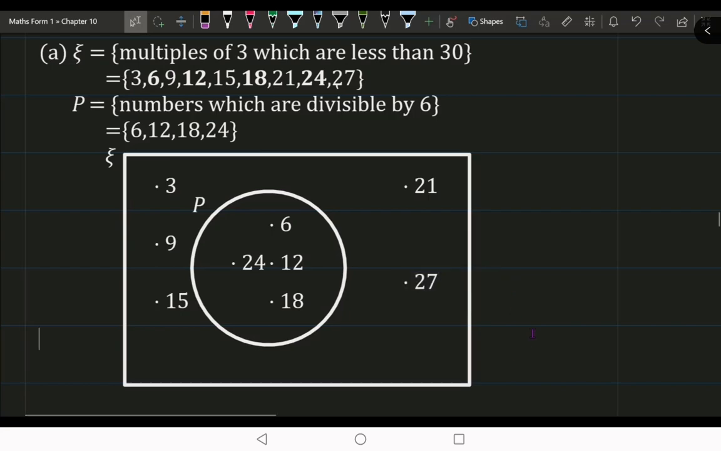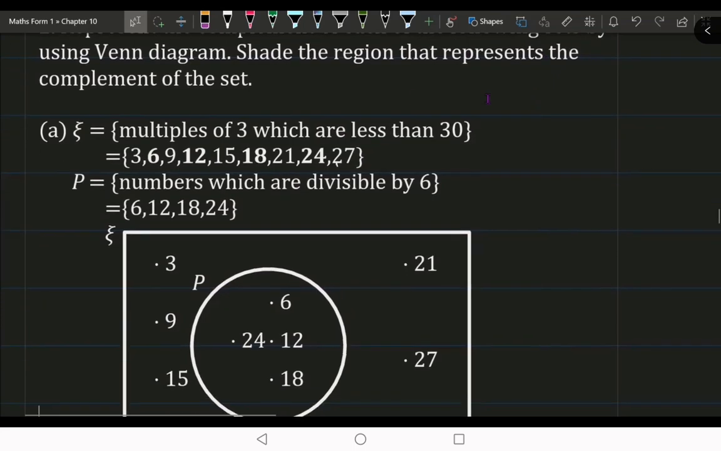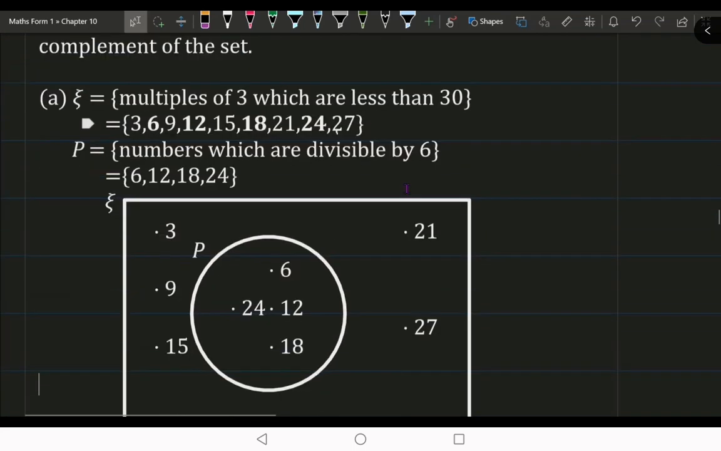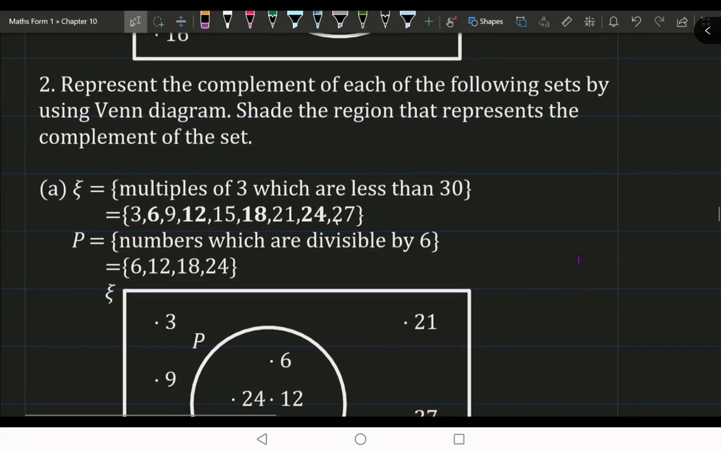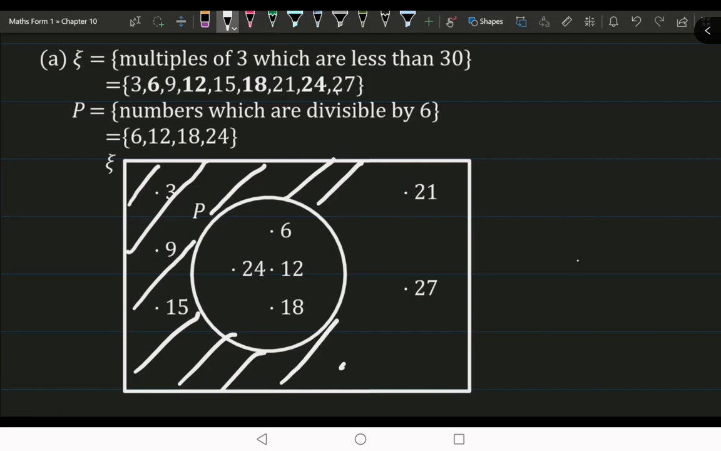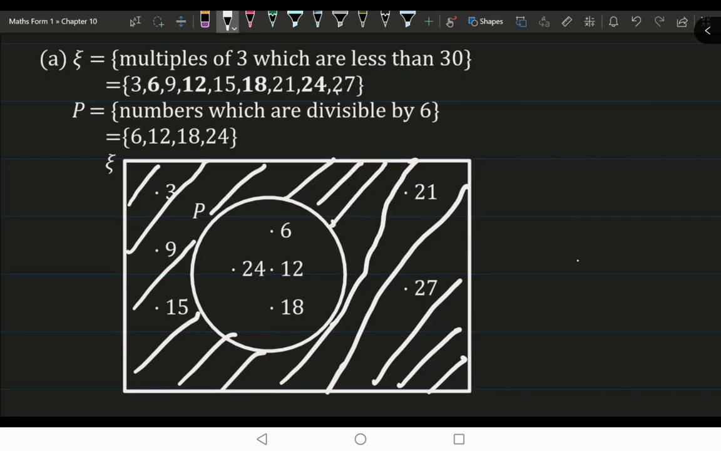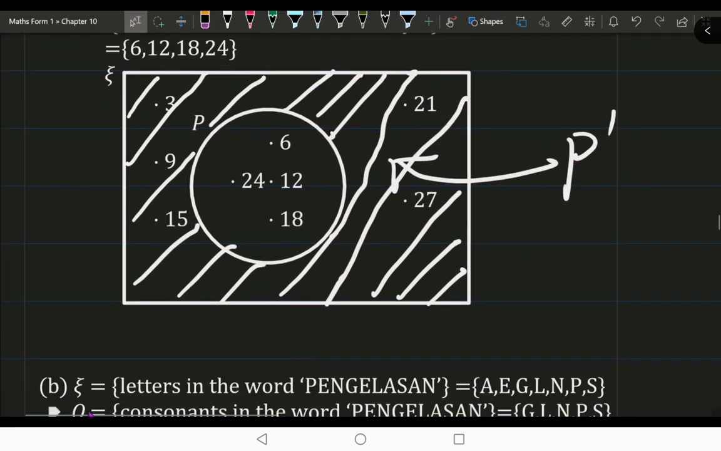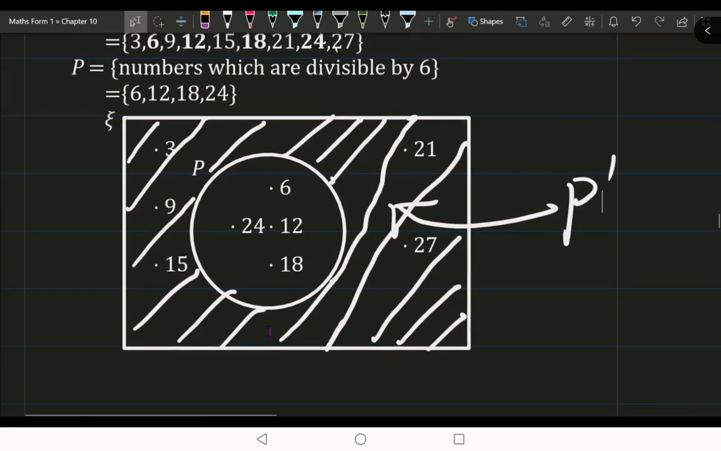After that, we are going to represent the complement of set P. How to shade? We are going to shade something like this. You just shade like this. Sorry, cannot. So that will draw like this one. This one we are going to shade as the complement of set P. So here we call it P prime. Okay, P prime. So you need to understand this one.